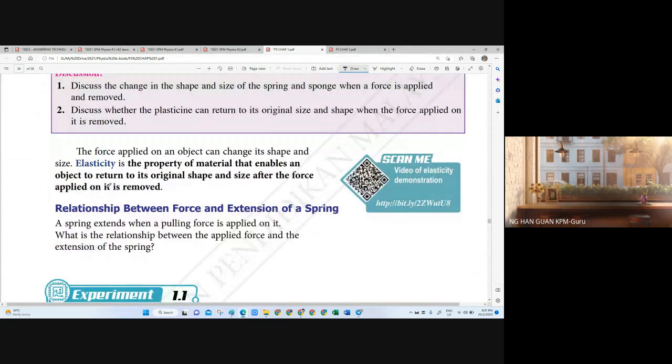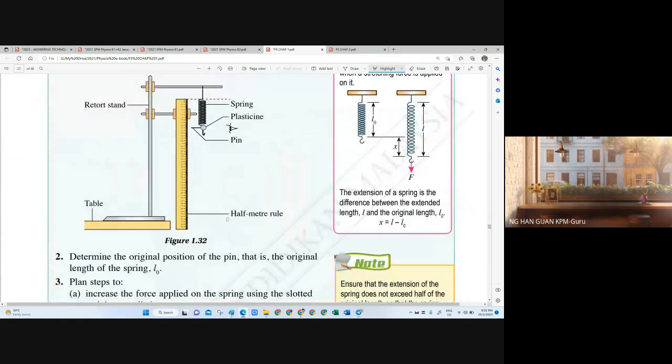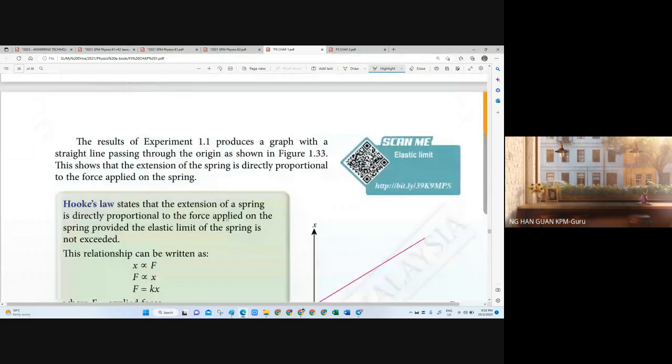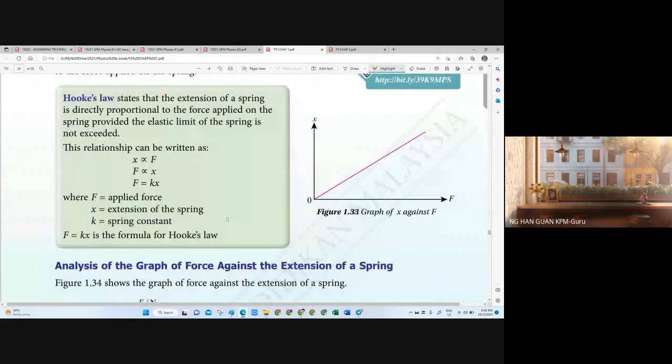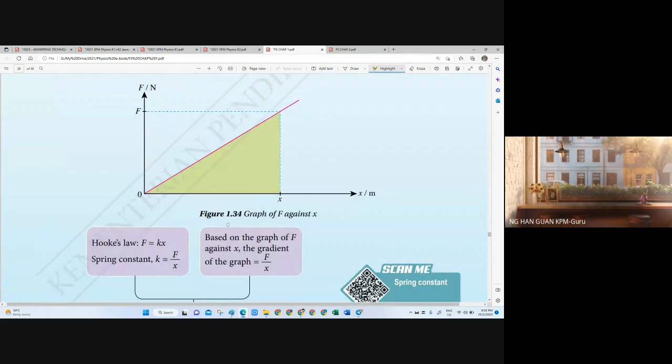Before that, make sure they're able to explain the meaning of elasticity. And then after that is the spring system. For the spring system, we have to obey Hooke's law. From Hooke's law, understand the spring constant. From the graph itself, we're able to know the energy stored in the spring, which we call elastic potential energy. It is the area under the graph.